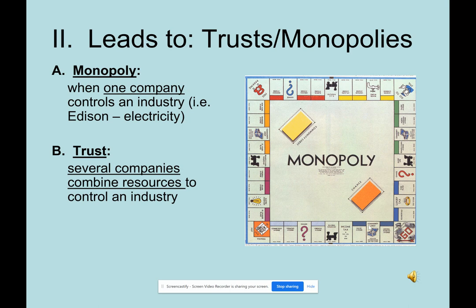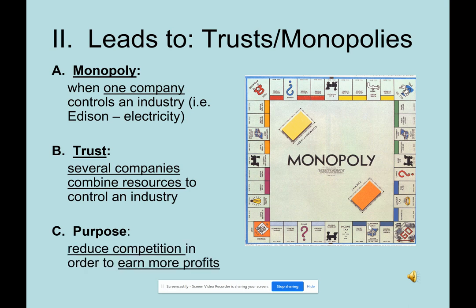Okay, the goal of both of these, though, whether you're taking over an entire industry or you're working together to control an industry, the purpose is to reduce competition in order to earn more money, right? All the consumers have to come to me for this good, and therefore I'm going to make more money off of them.